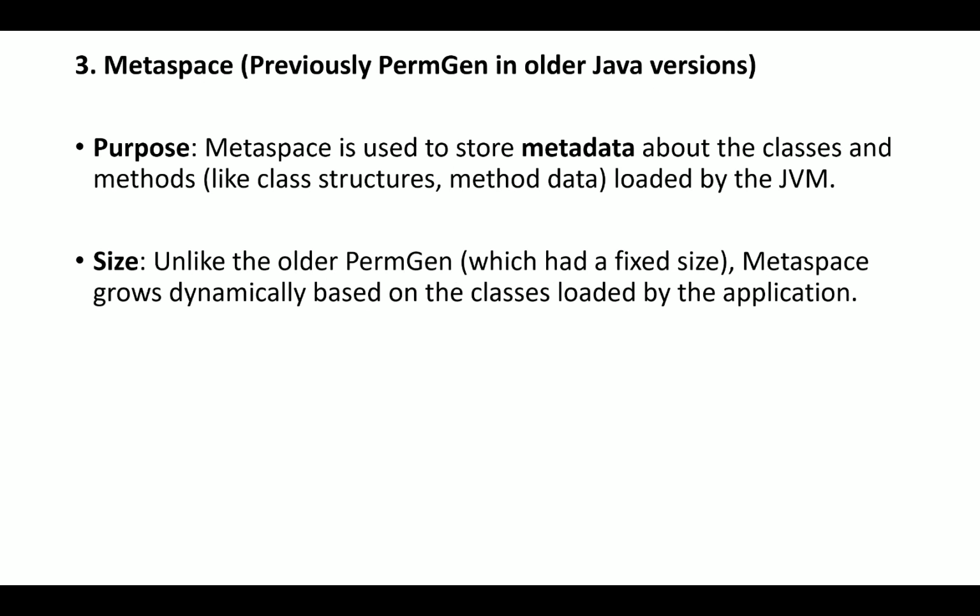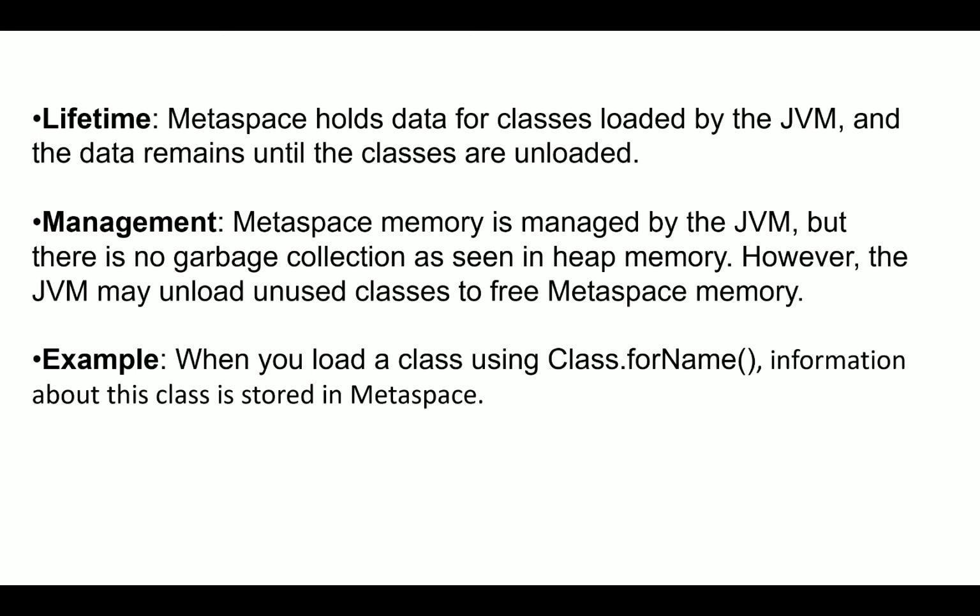Metaspace, previously perm_gen in older Java versions. Purpose: metaspace is used to store metadata about the classes and the methods, like class structures and method data loaded by the JVM. Size: unlike the older perm_gen, which had a fixed size, metaspace grows dynamically based on the classes loaded by the application.